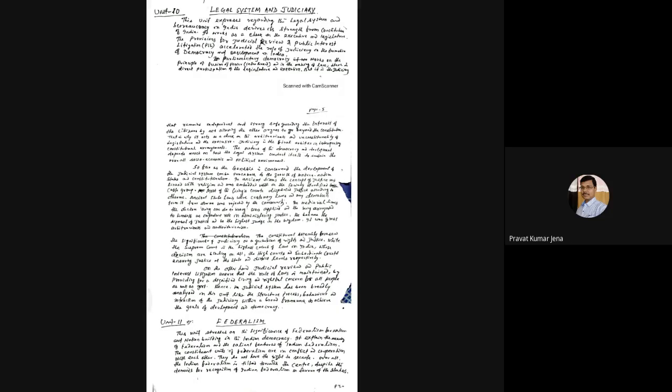So the time is too late. Continuing, the legal system and the judiciary is Unit 10. And I want to say regarding the legal system and the judiciary in India and how it is related to the democracy and development. This unit expresses regarding the legal system in India, which derives its strength from the Constitution of India.